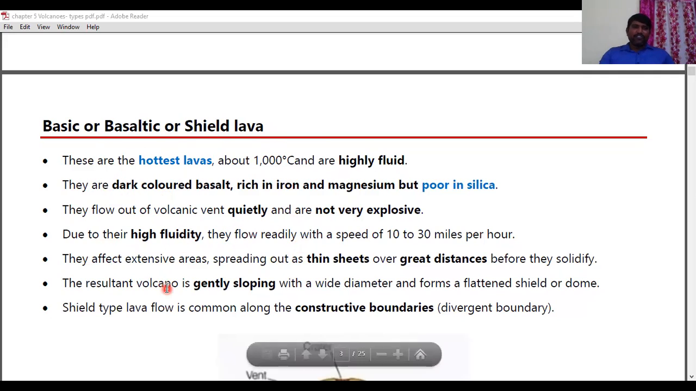Owing to their high fluidity, the basic lavas flow readily with a speed of 10 to 30 miles per hour. The basic lavas affect extensive areas, spreading out as thin sheets over great distances before they solidify or crystallize.